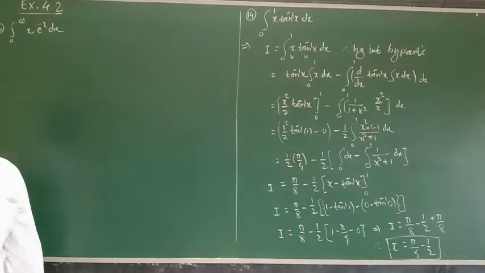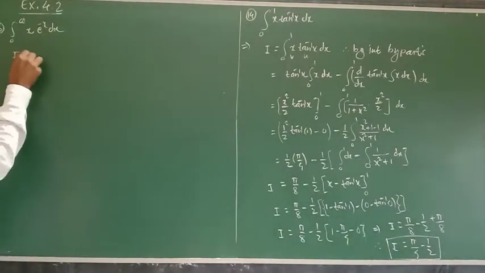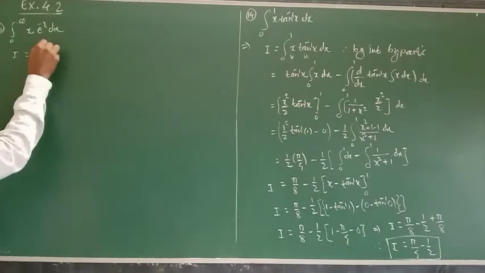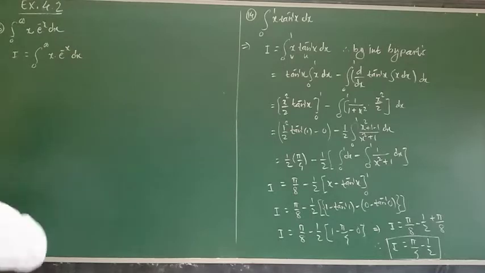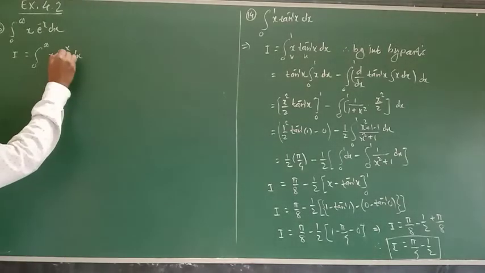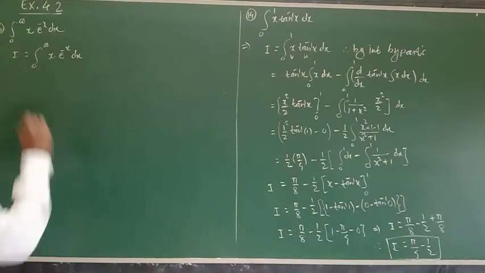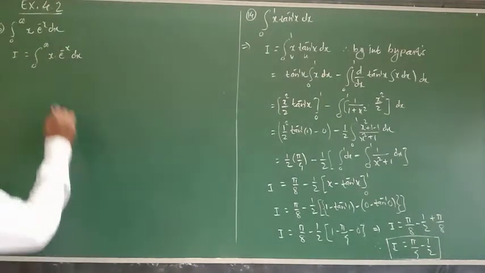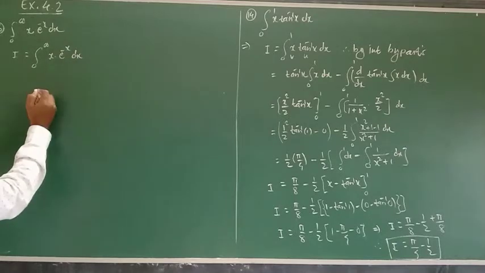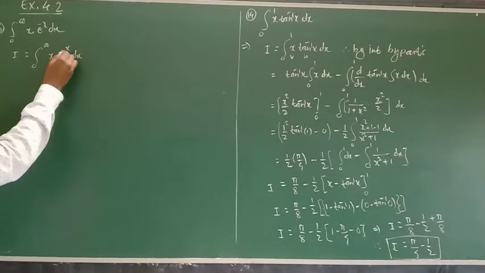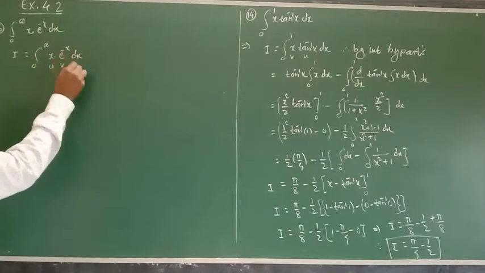What is the value of this definite integral? I denote it as capital I, the integral from 0 to infinity of x times e raised to minus x dx. This is the exponential function, and this is the arithmetic function. Exponential function is the second function and arithmetic function is the first function.